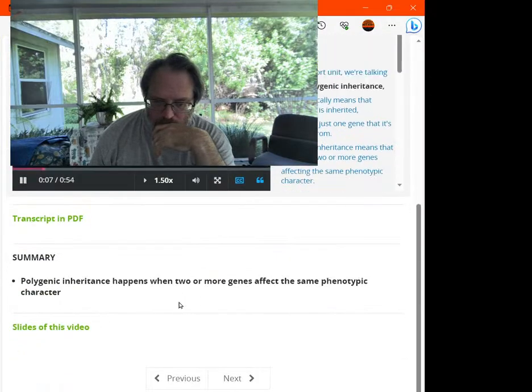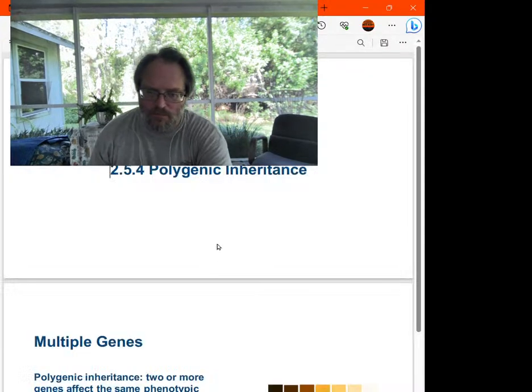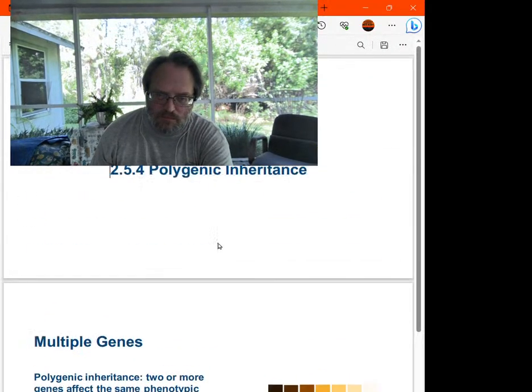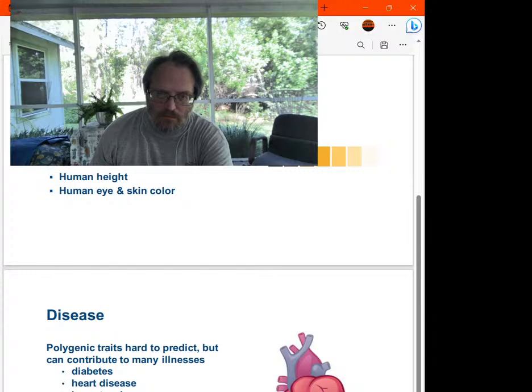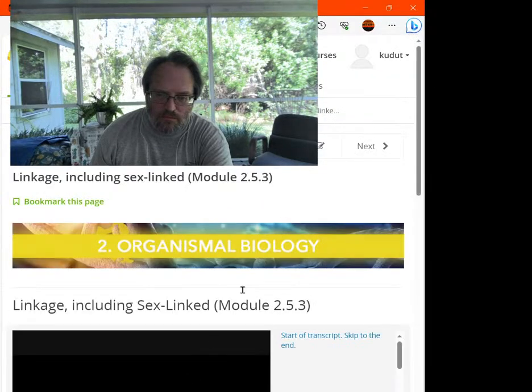In this short unit, we're talking about polygenic inheritance, which basically means that something is inherited, but it's not just one gene that it's inherited from. Polygenic inheritance means that there are 2 or more genes affecting the same phenotypic character. Human height and human eye and skin color are good examples of polygenic.